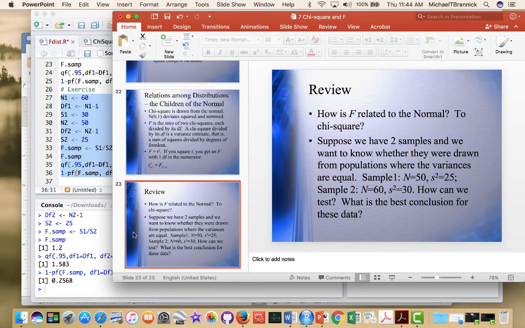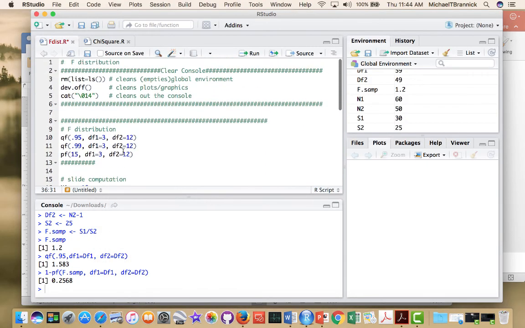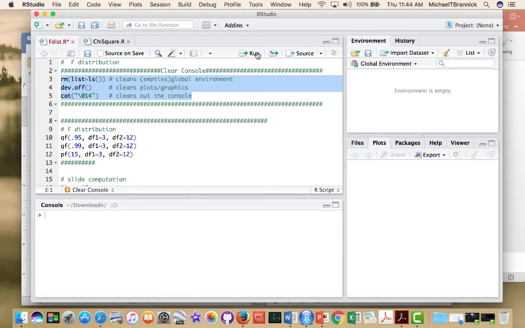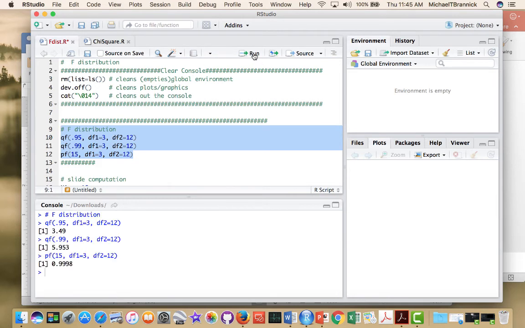Okay, so now I'm going to the F distribution, and I'm going to run the clearing part. Okay, so my console is now clear. Here's showing you what R does when I ask it for the quantiles for F. I want the 95th percentile with 3 and 12 degrees of freedom, and you can see that's 3.49. And the 99th percentile with 3 and 12, that's 5.95.